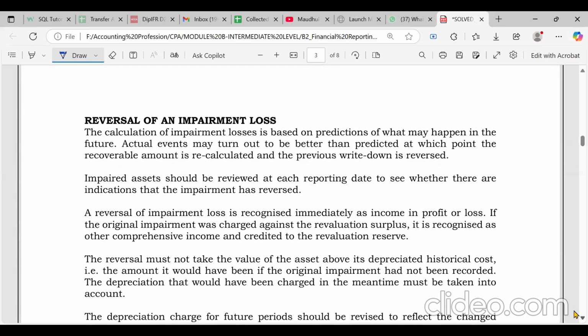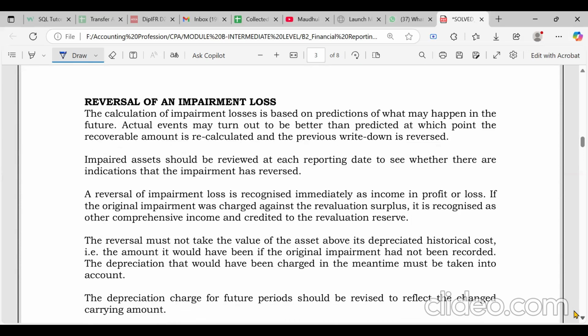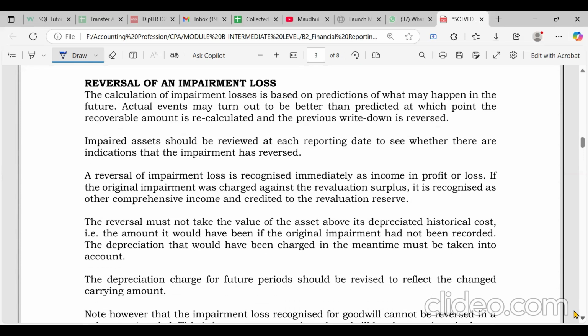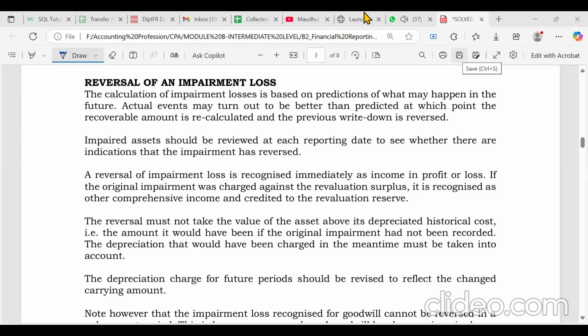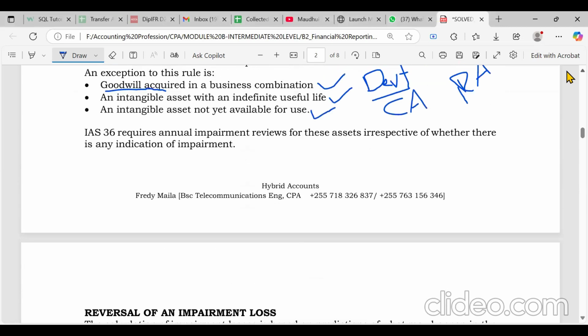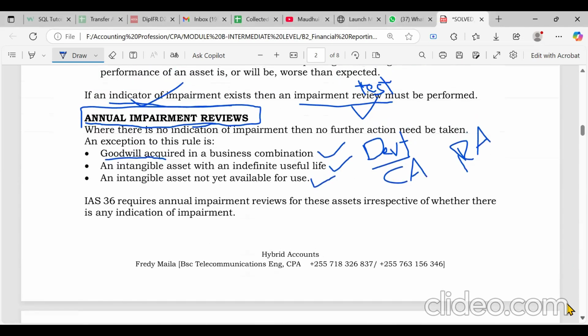Now you're on reversal of impairment loss. Okay, reversal of impairment loss, it's no big deal. But I think before doing this one, you should look at an example. You can go through this one before. Before going to the reversal of impairment, let's take our time and go on.